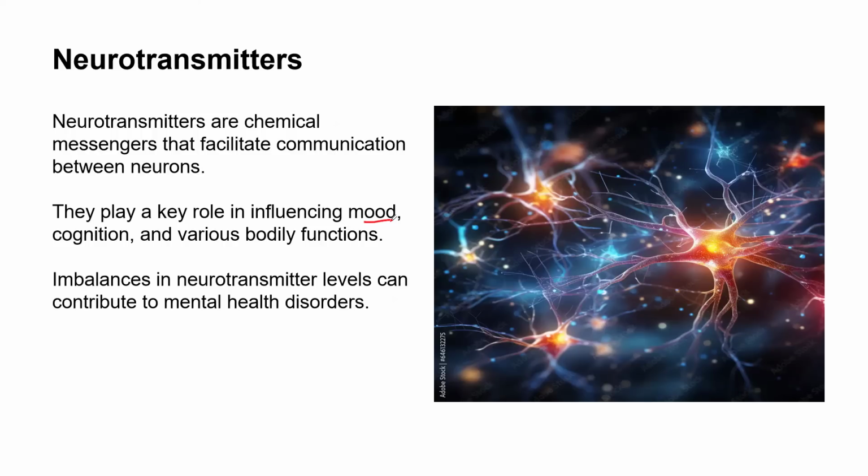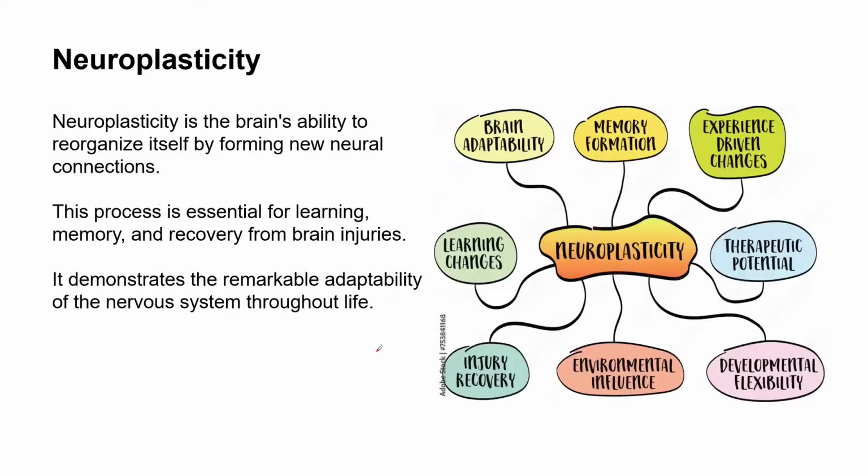Then cognition, that is the intelligence, and also various bodily functions. So the neurotransmitters play this role. So imbalance in neurotransmitter levels can contribute to mental health disorders. So people have mental health disorders because of the neurotransmitters, as I explained in the previous slide.